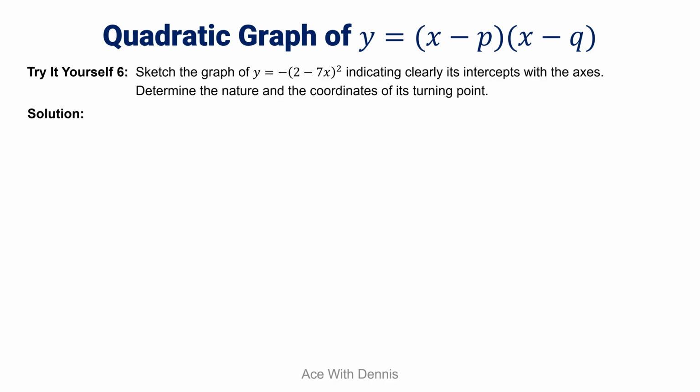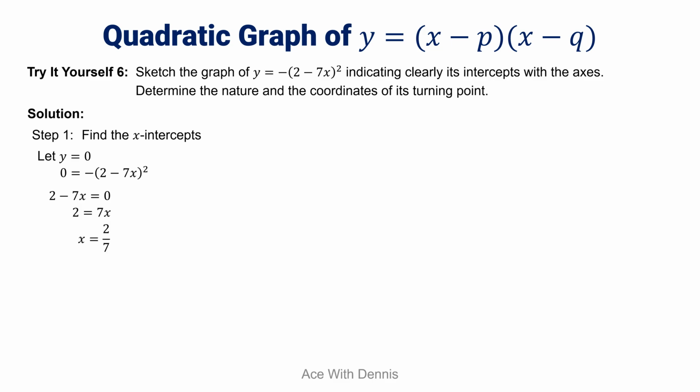Alright, so here's the solution. Step number 1, we find the x-intercepts by letting y equals 0. Hence, the equation becomes 0 equals negative bracket 2 minus 7x squared. Then solve this equation. 2 minus 7x equals 0. 2 equals 7x. Hence, x equals 2 over 7. So as you can see, for this case, we only have one real root.